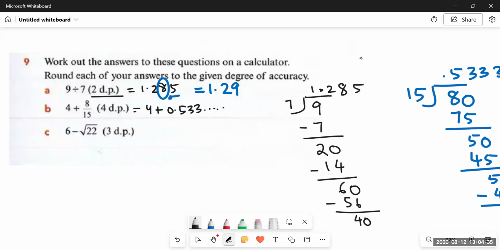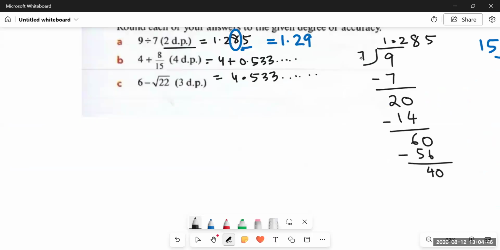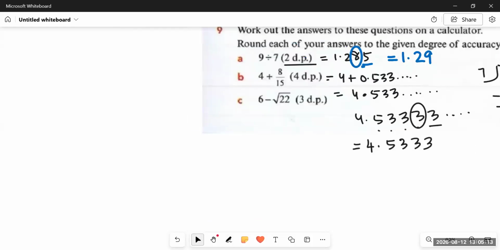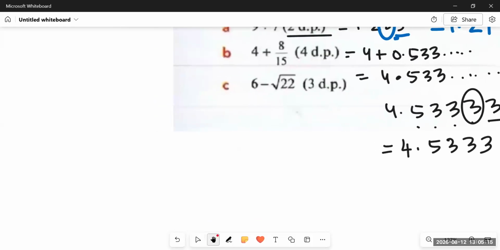So this will be 4 plus 0.533333. When you add 4 to 0.5333, it will become 4.5333, and so on. Since we have to round it to 4 decimal places, let's take 5 decimal places: 1, 2, 3, 4, 5. We have to round it to 4 digits after decimal, so we'll circle this 3. And the digit next to it is the same, that is a weak digit. So the answer will be 4.5333. That's all.